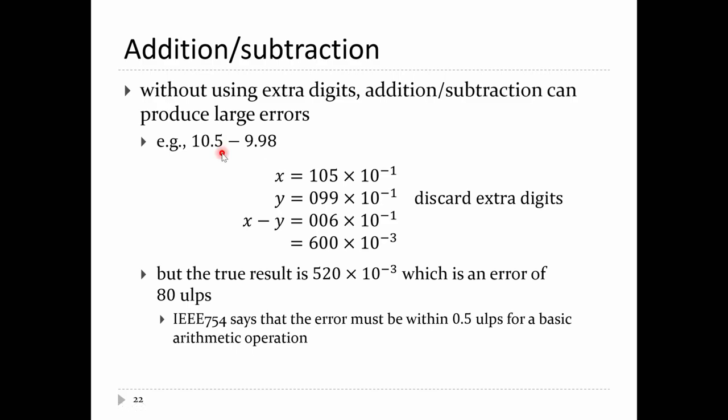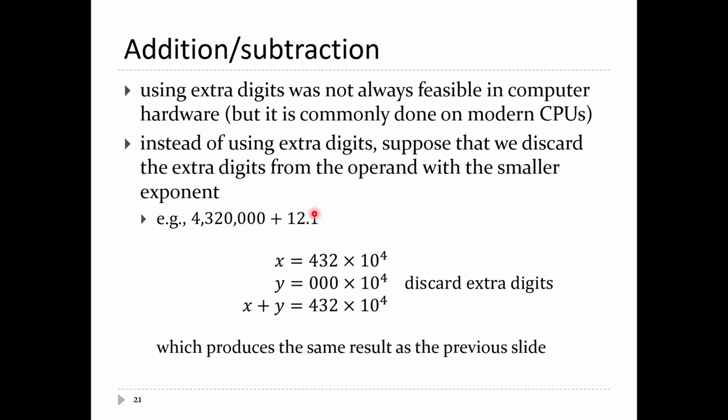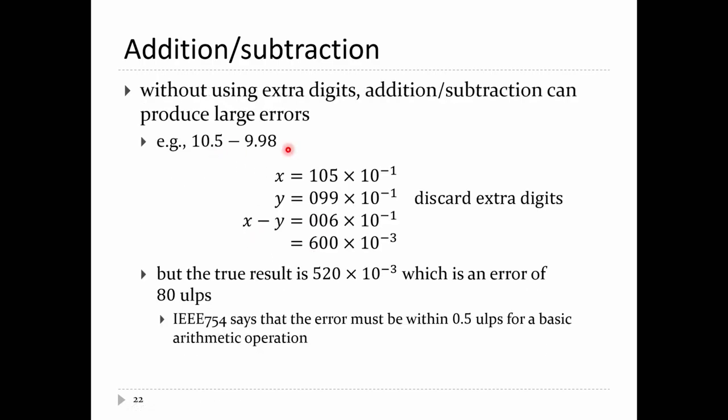So here we've got 10.5 and 9.98. Notice the values here are dramatically different in magnitude in the earlier example, but here the magnitudes of these two numbers are not very different. The actual difference here is just 0.52, which is not very large. But when you actually compute the difference in our floating point format, 10.5 becomes 105 times 10 to the minus 1.